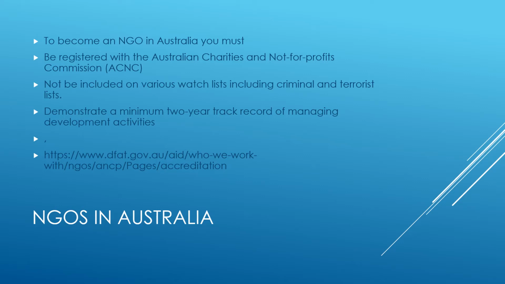So some of the criteria you have to meet are: you have to be registered with the Australian Charities and Not-for-Profits Commission. You can't be included on various watch lists, including criminal and terrorist lists. And you have to demonstrate a minimum 2-year track record of managing development activities. Now, there is a commission, the Australian Charities and Not-for-Profits Commission, which determines whether an organisation meets these criteria.